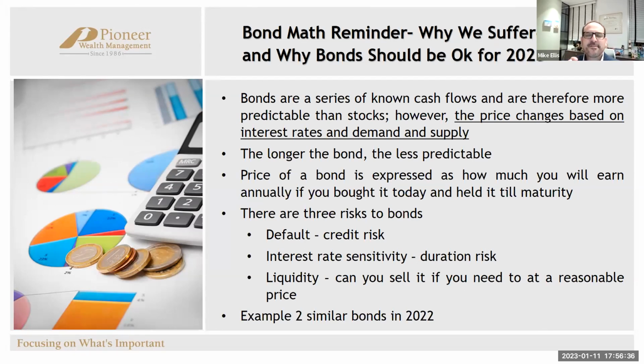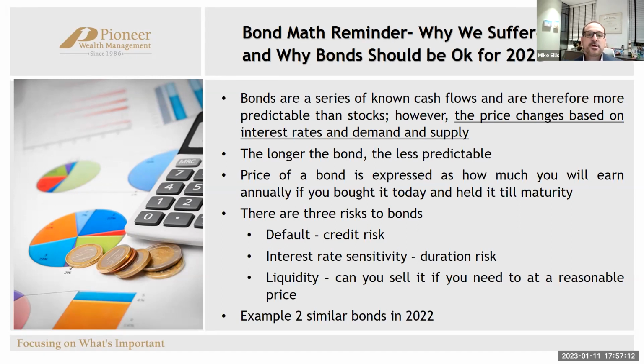The two bonds have a very similar coupon. I couldn't find two with the exact coupon. The one is 4.15 and the one is 4. So we have the same issuer, the same type of bond, because there are more sophisticated bonds. So we've got two plain vanilla bonds from the same issuer with similar coupons. The only difference is one is short and one is long. And why am I doing this? Because this explains both the losses in 2022 and why we think we're going to hold this bond through whatever recession is thrown at us.